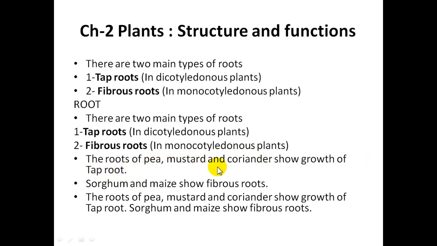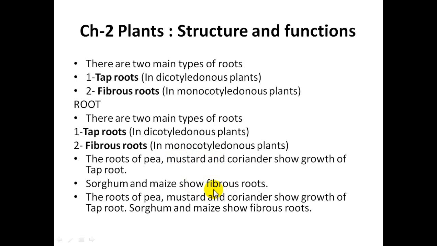Okay, so all the seeds are dicotyledons. When you dissect a pea seed, a coriander seed or a mustard seed, you will find two parts, and these are examples of taproots. Sorghum and maize show the fibrous root. Okay, in monocotyledons it is present, like maize.